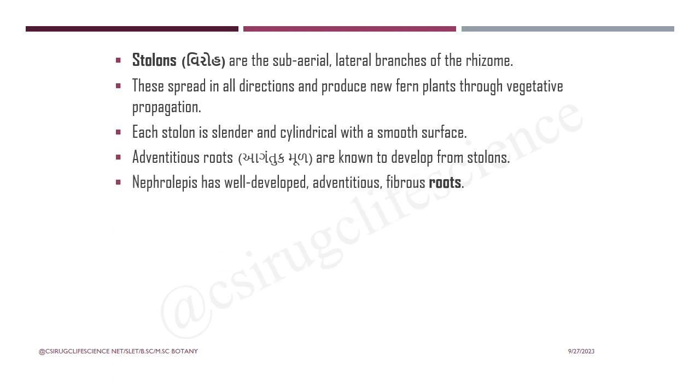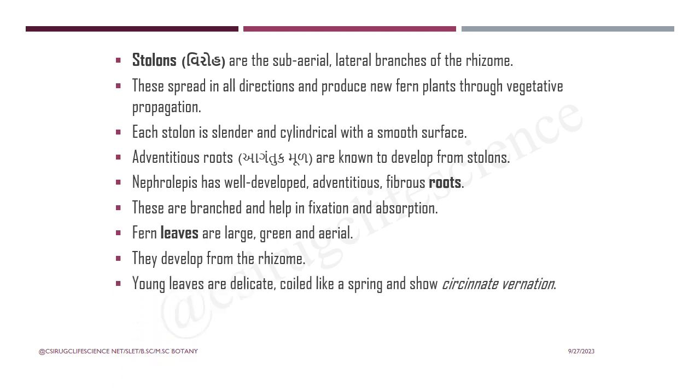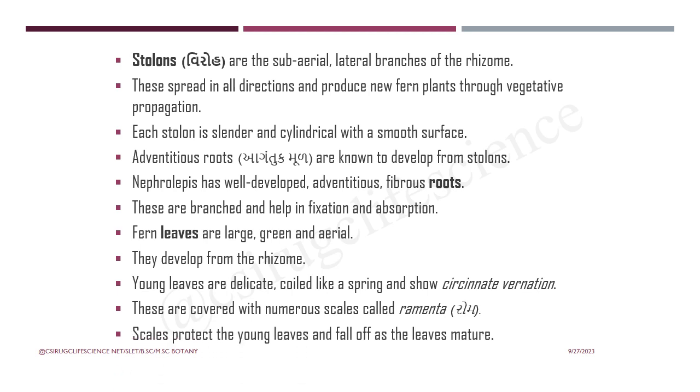Nephrolepis has well-developed adventitious fibrous roots. These are branched and help in fixation and absorption. Fern leaves are large, green and aerial. They develop from the rhizome. Young leaves are delicate, coiled like a spring, and show circinate vernation. These are covered with numerous scales called ramenta. Scales protect the young leaves and fall off as the leaf matures.